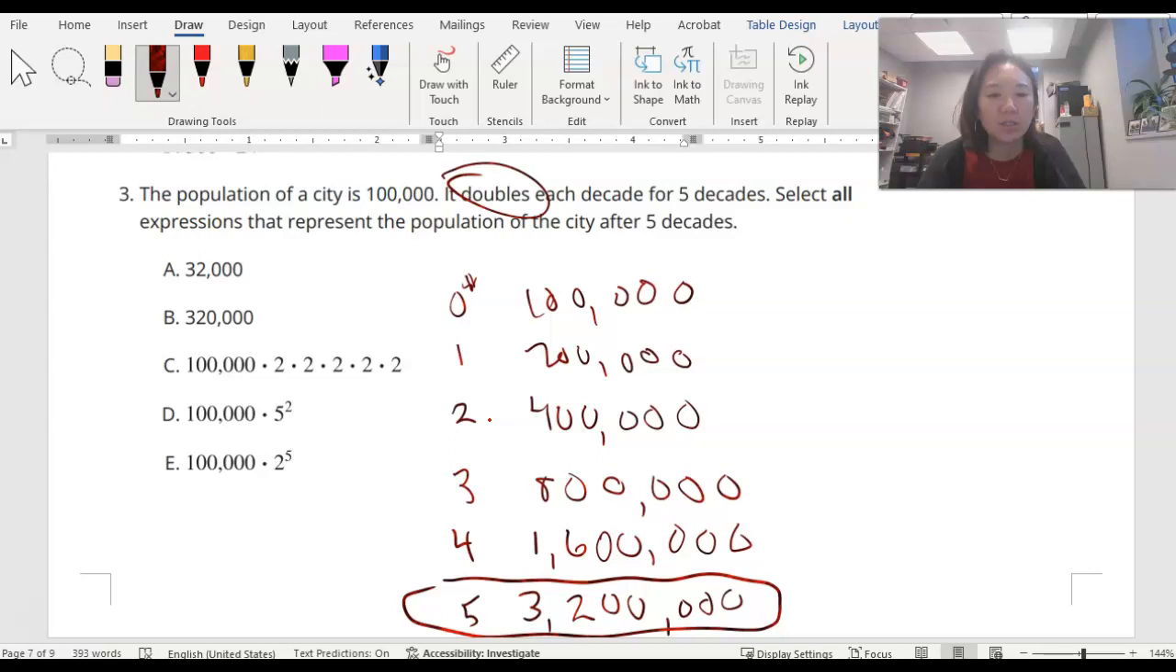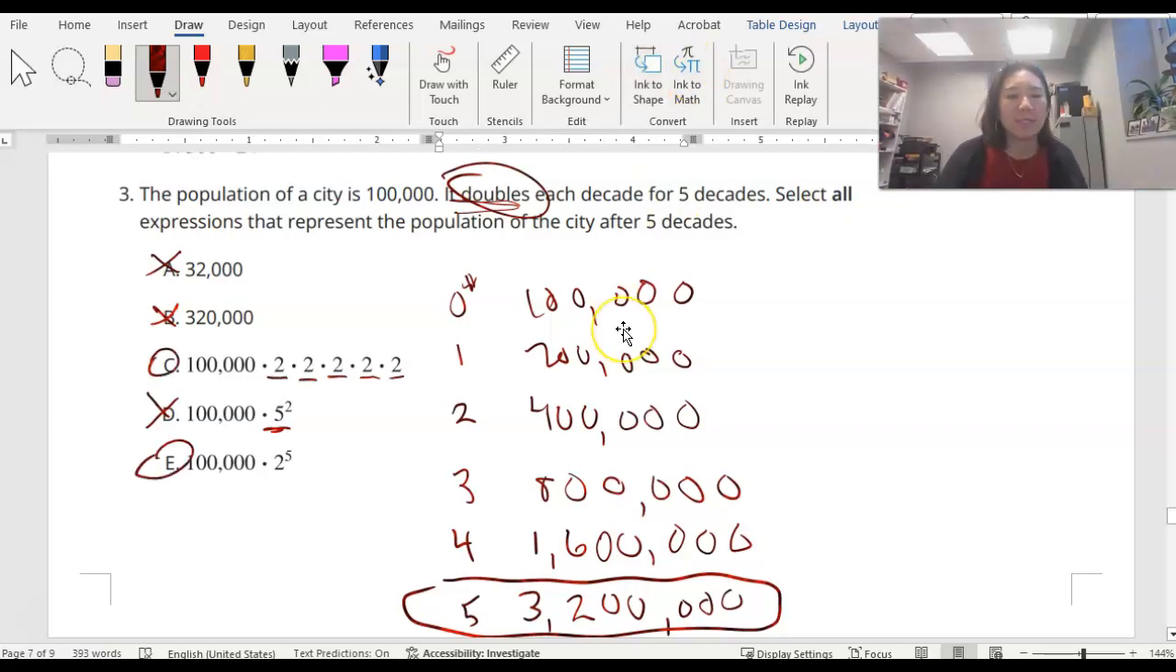So 32,000 is too small. 320,000 is also too small. And so when we're looking at this, we're doing it for 5 decades, but we're doubling it. So the factor is times 2. So that helps me to eliminate D because this has a factor of 5. Here, 2 times 2 times 2 times 2 times 2 is the same as 2 to the 5th power. So C and E are our best answers.